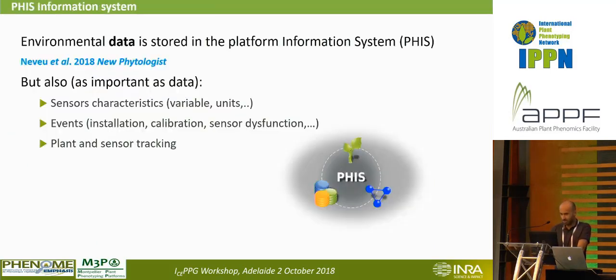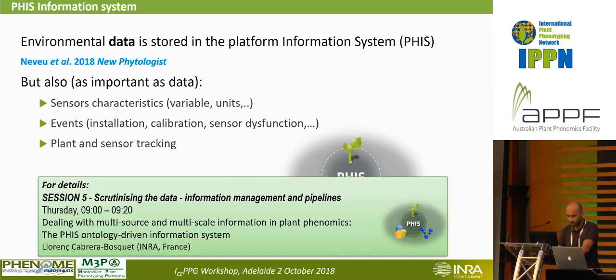And finally, this information has to be stored in a database, and this is what we do, but not only the data, we store also the sensor characteristics, so which variable we are measuring, which are the units that are used for this variable, and also the events, when this sensor has been installed, calibrated, if this sensor has a dysfunction, etc. And of course, where the plants and sensors are at each time. And for more details, I will be presenting our information system on Thursday. So welcome if you want to see more in detail.